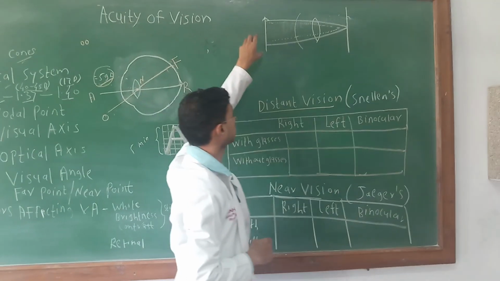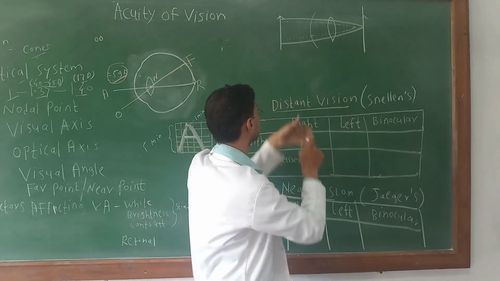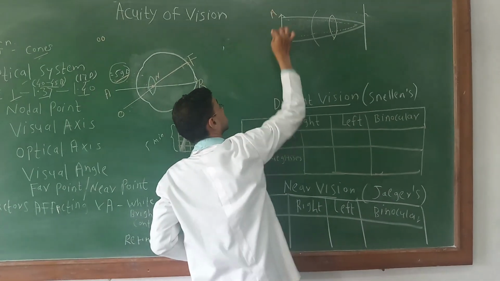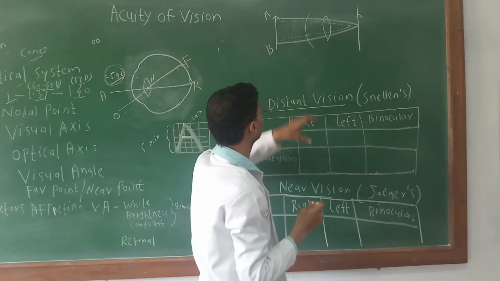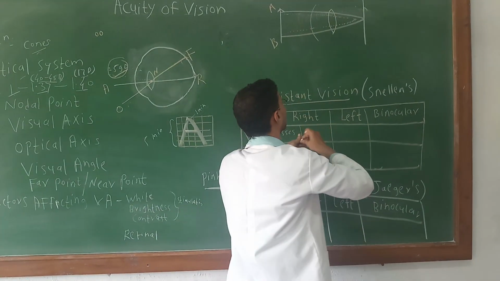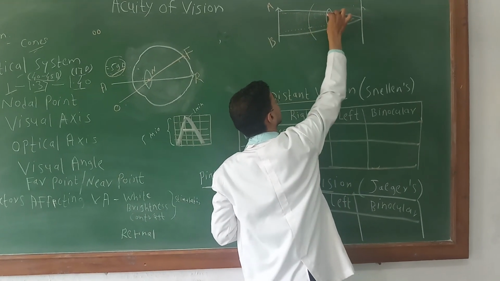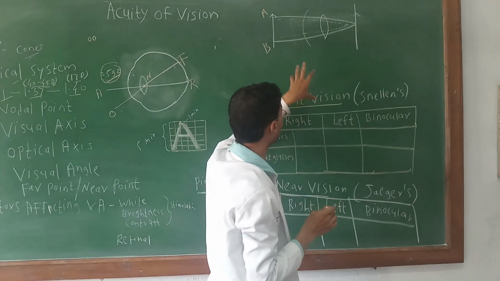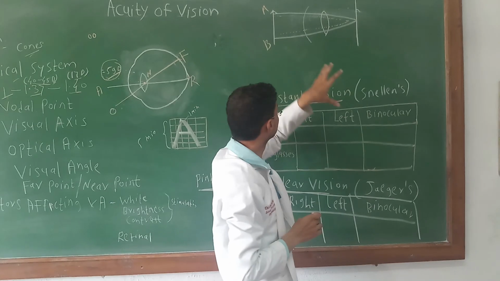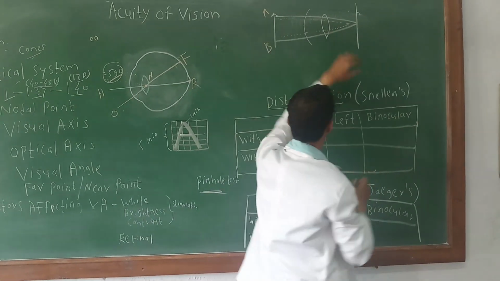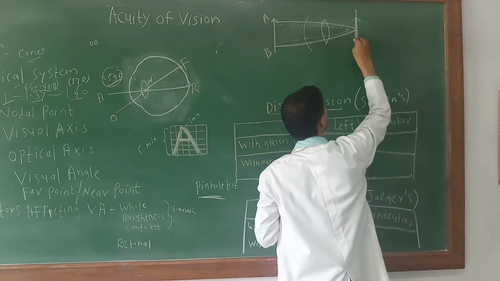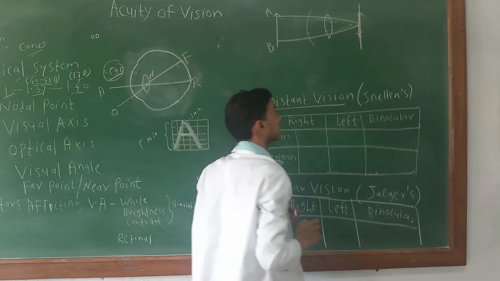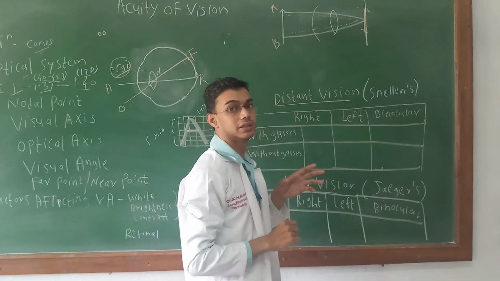Okay. Suppose, for example, AB is the object, a normal object. This is the cornea, this is the lens, and this is the retina. When we ask the person to see that particular object, the image is formed over the retina normally. An inverted image is formed over the retina. This is normal. It is called emmetropia.